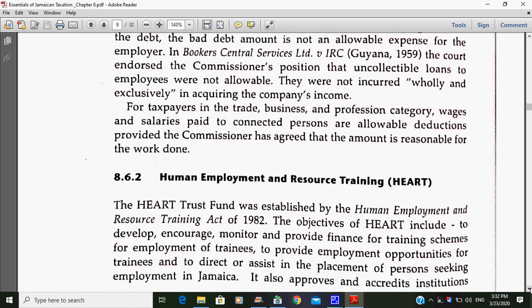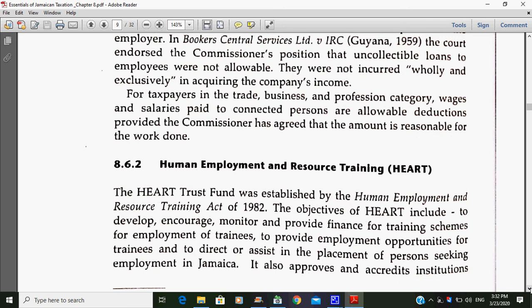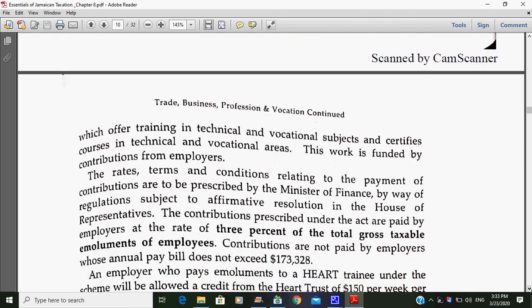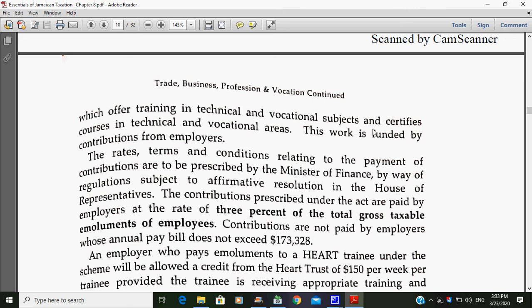The HEART Fund was established by the Human Employment and Resource Training Act of 1982. The objectives of the HEART include to develop, encourage, monitor, and provide finance for training schemes for employment of trainees, to provide employment opportunities for trainees, and to direct or assist in the placement of persons seeking employment in Jamaica. It also approves and accredits institutions which offer training in technical and vocational subjects and certifies courses in technical and vocational areas. This work is funded by contributions from employers.